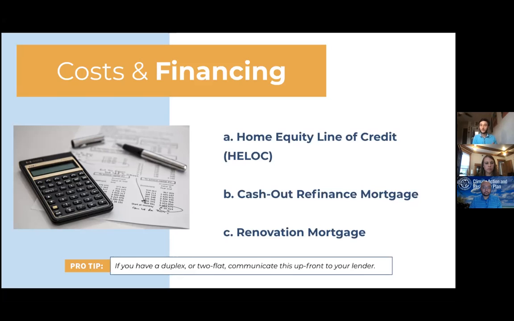The last thing I'll note on this slide is that if you have a duplex, it's really important to talk with lenders about this early. Most of the loan products I've talked about here are geared towards single family homes, and the loan products are quite different for duplexes or two flats.